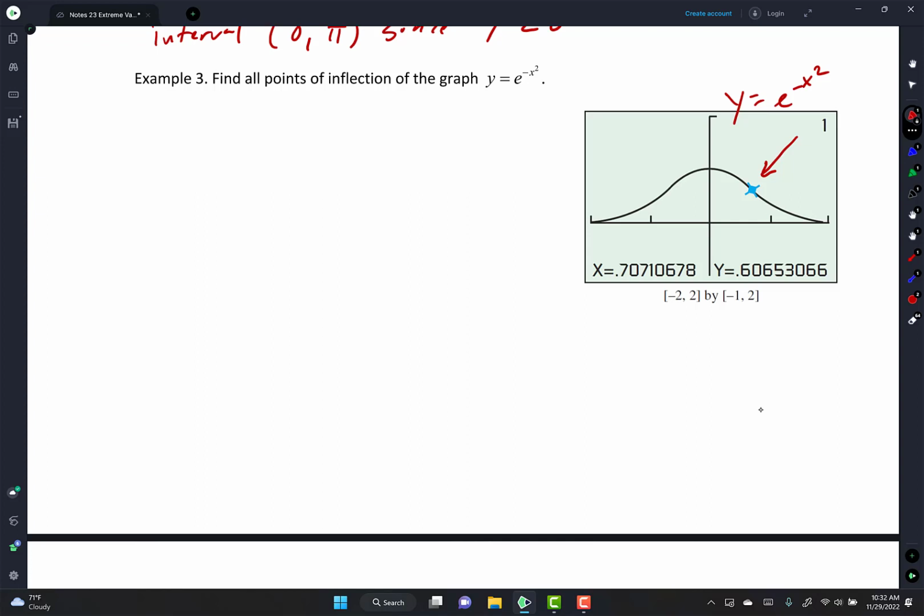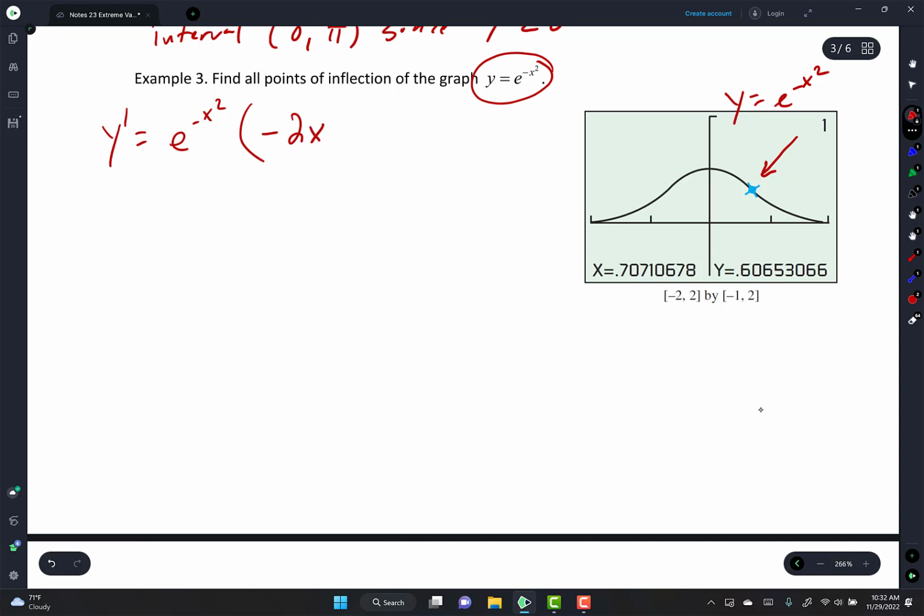We're going to take a derivative. How many times are we going to take the derivative? Twice. Y prime equals chain rule. The derivative of e to the negative x squared is itself, e to the negative x squared times what, Tovar? Times negative, chain rule. Yeah, negative 2x. Good job. Cool or not cool? Make it pretty: negative 2x e to the negative x squared.